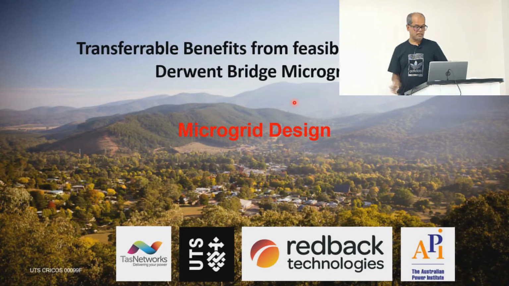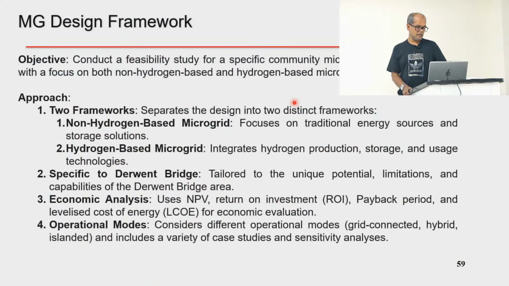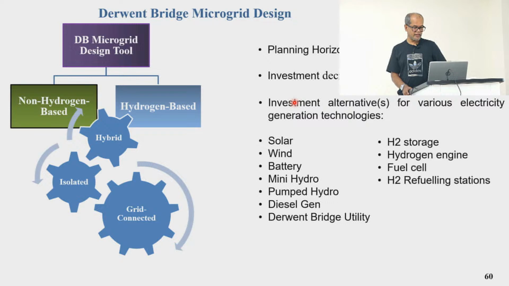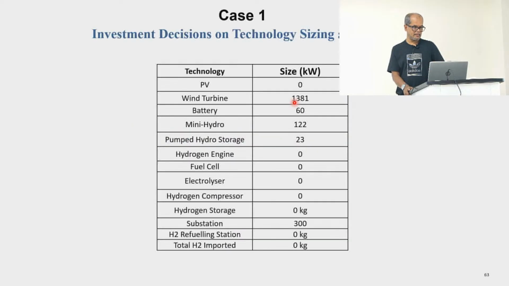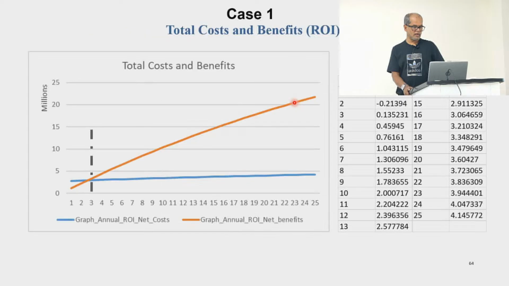So some costs I'm showing from this project. Again, I'm not going to repeat. We considered all the possible options, and then we did that initial non-hydrogen based design: what capacity is needed for that microgrid, and then the total cost, and then return on investment. You see, only after 2 years this becomes positive. So from the third year that project is going to make money.